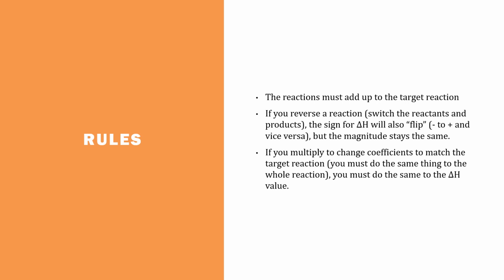Another thing that you could do is, if you need a different number of reactants or products, you can multiply reactions, but you have to multiply the whole reaction, and whatever you multiply the reaction by, you would also multiply into the heat as well. So let's look at some examples to make this make a little bit more sense.